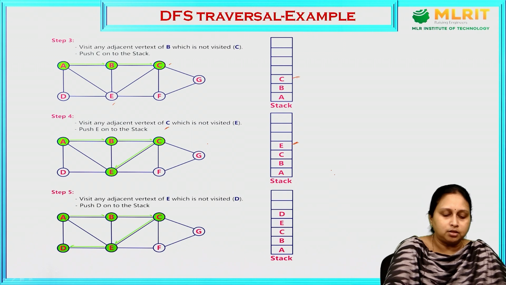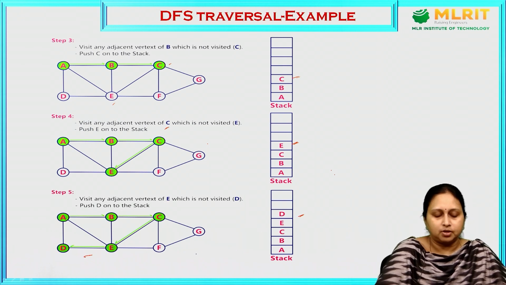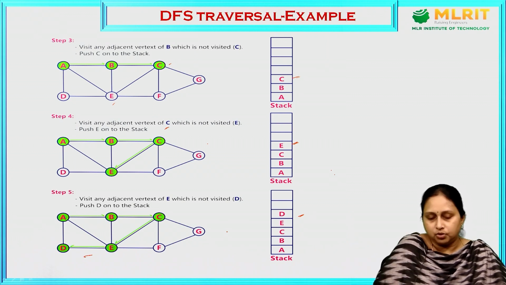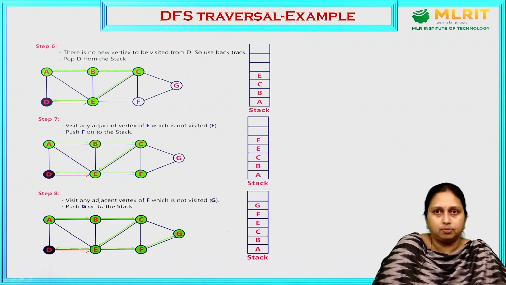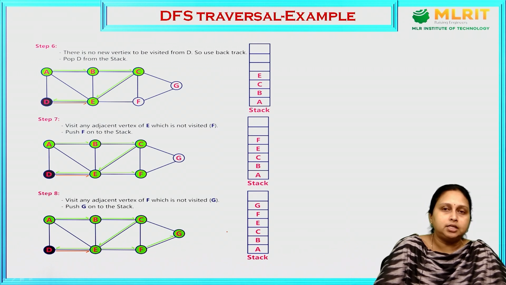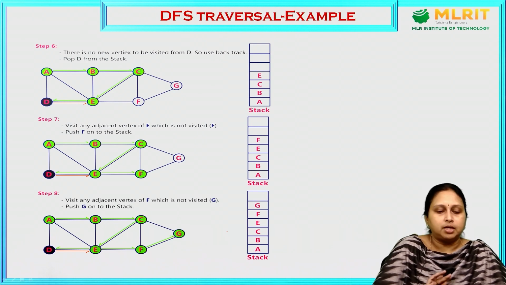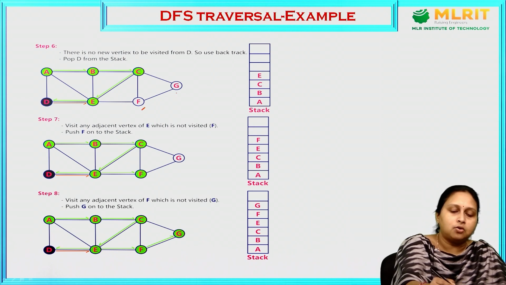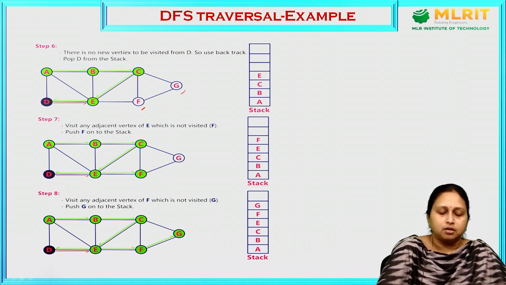And the next one from E, I am selecting the vertex D and pushing it onto the stack. We have F and G also, but I have selected D to show you how the backtracking works. From D, are there any unvisited vertices? No. But we have not finished, because we are left with F and G.